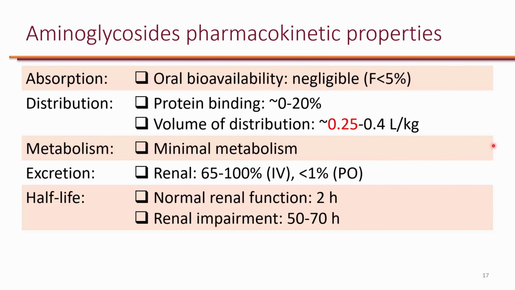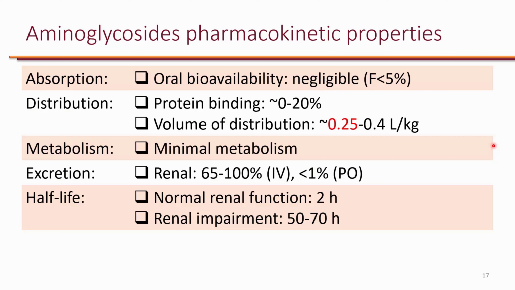Bioavailability of aminoglycosides is negligible. Basically, less than 5% is absorbed. Therefore, majority of aminoglycosides are IV formulations. So the oral formulations are typically not available because not enough of it is absorbed for systemic infection. So when we do use oral aminoglycosides, because it is not absorbed, it's primarily for GI purposes.